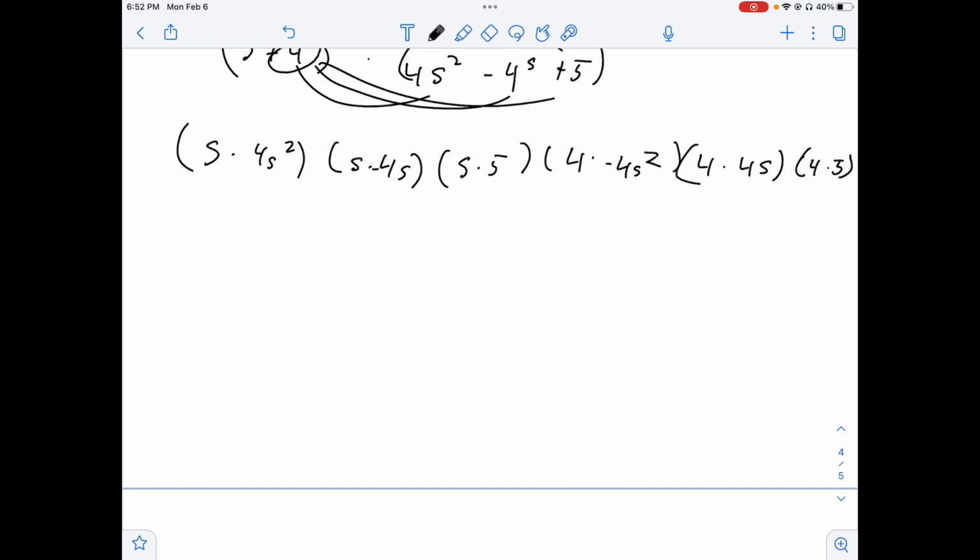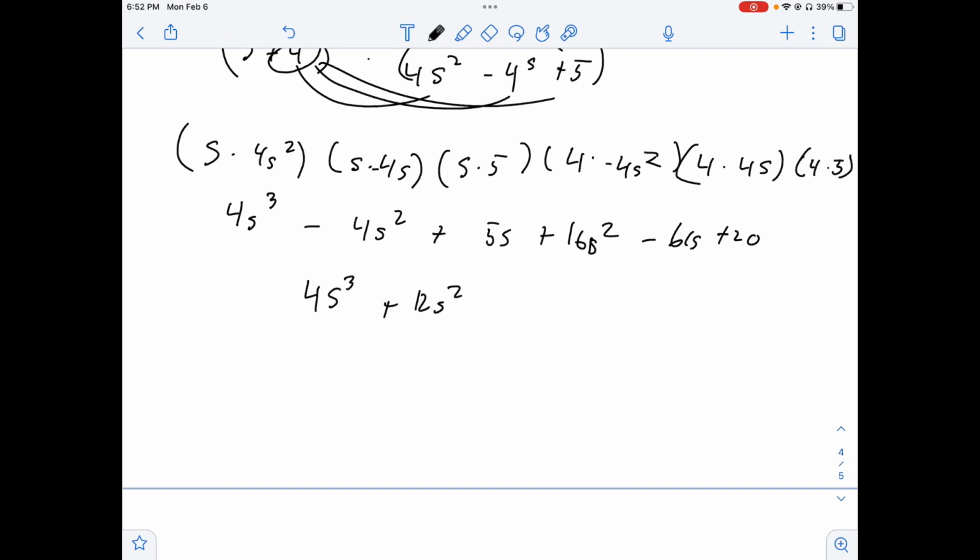You combine like terms, so then you'd have 4s to the power of 3 minus 4s to the power of 2 plus 5s plus 16s to the power of 2 minus 16s plus 20, which then comes out fully simplified to 4s^3 plus 12s to the power of 2 minus 11s plus 20, and that is after combining all like terms.